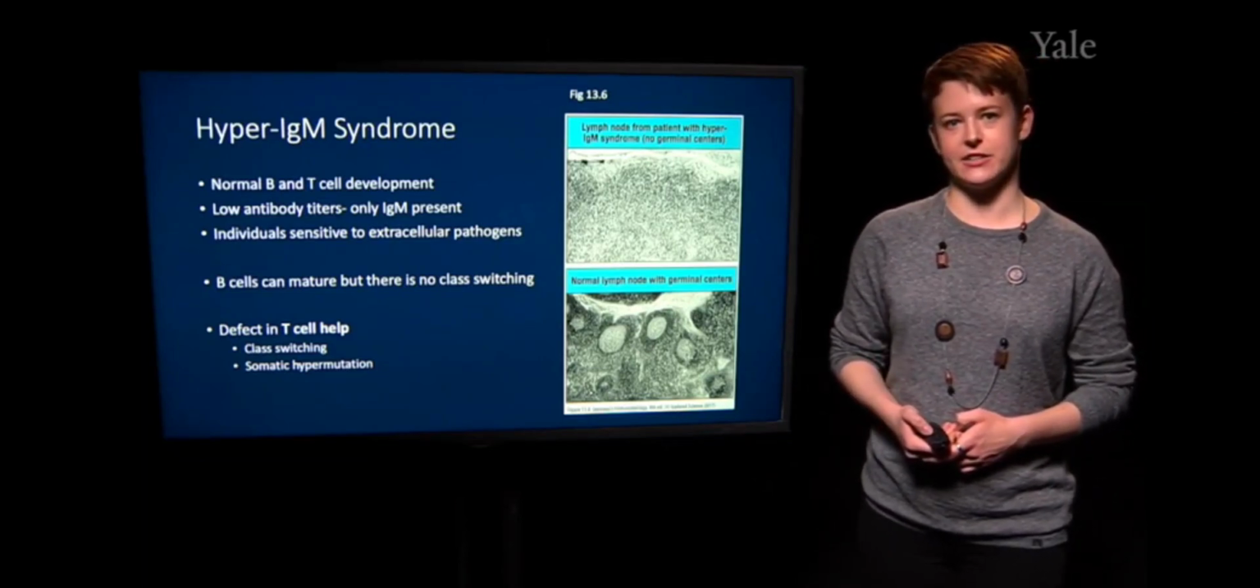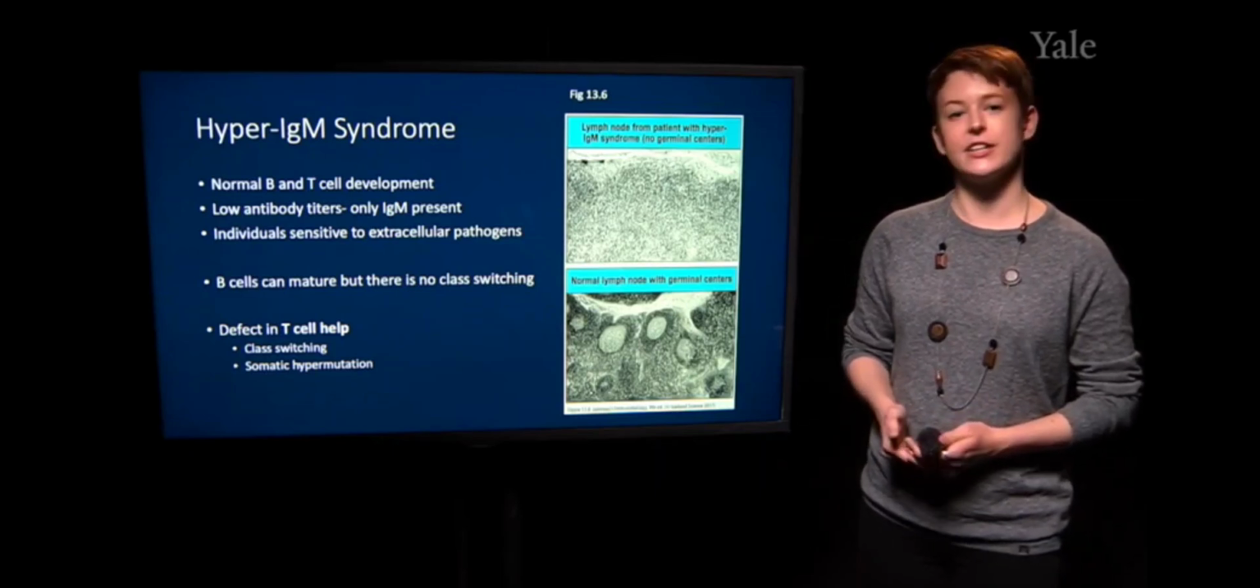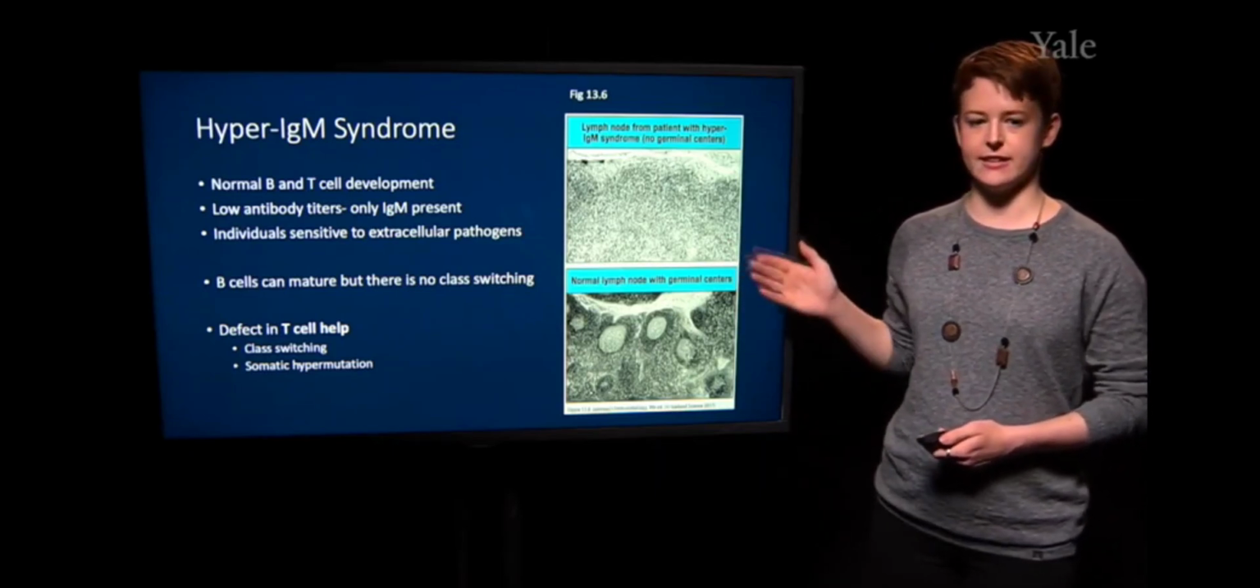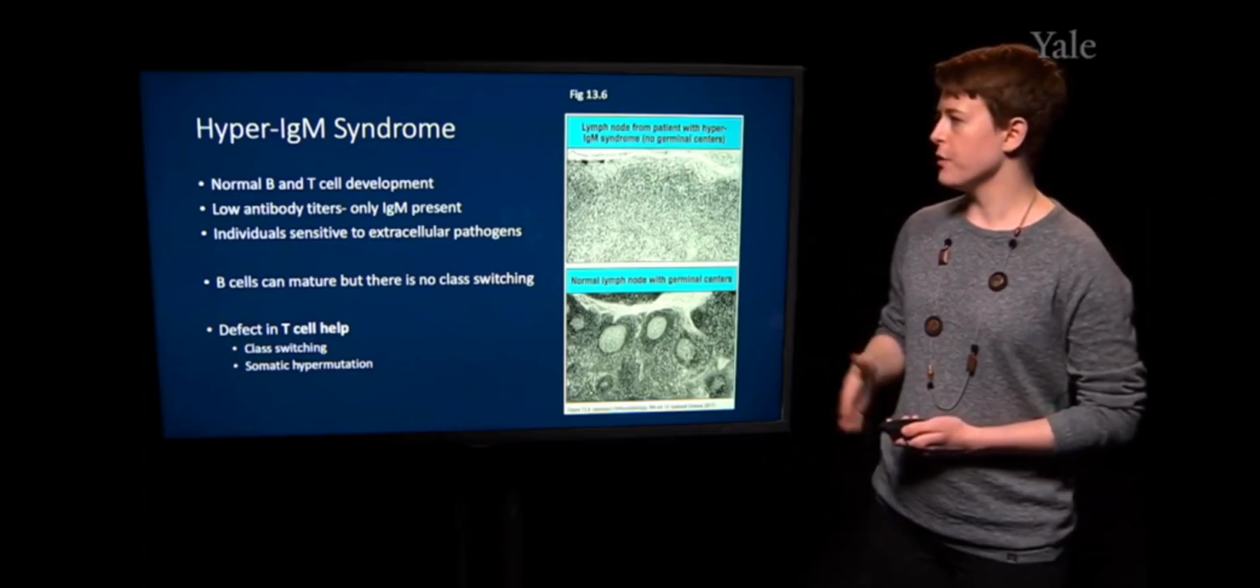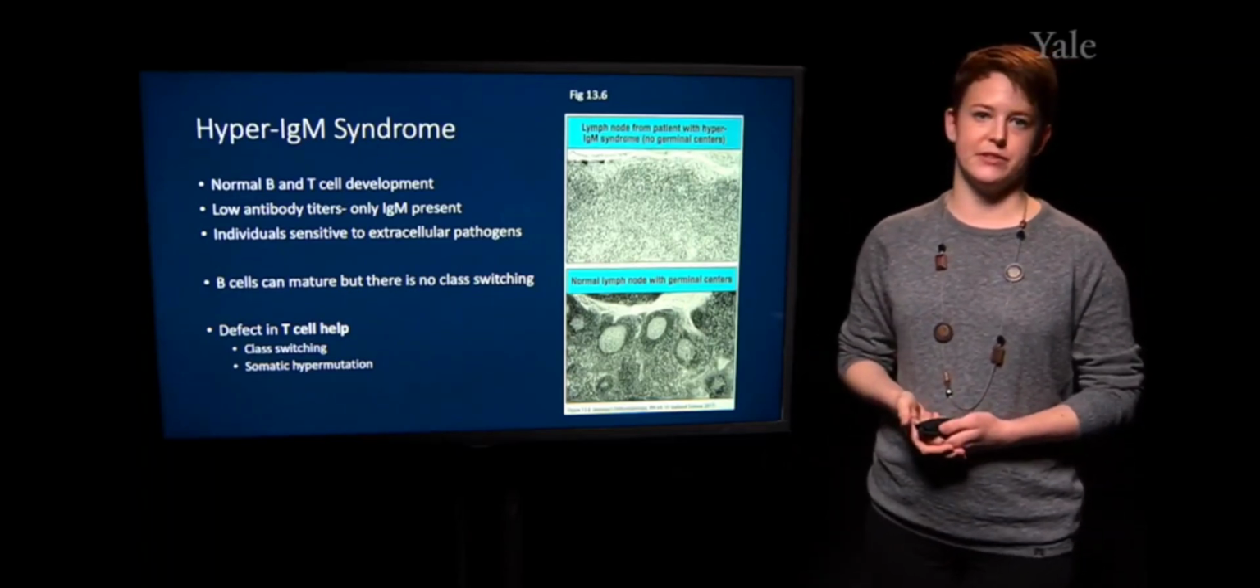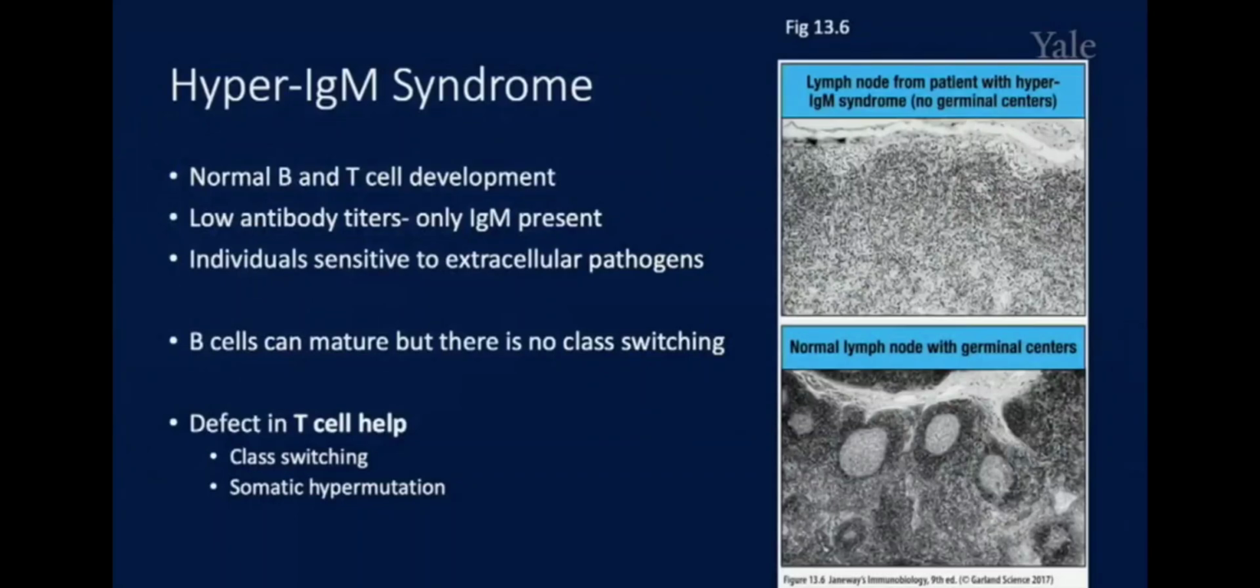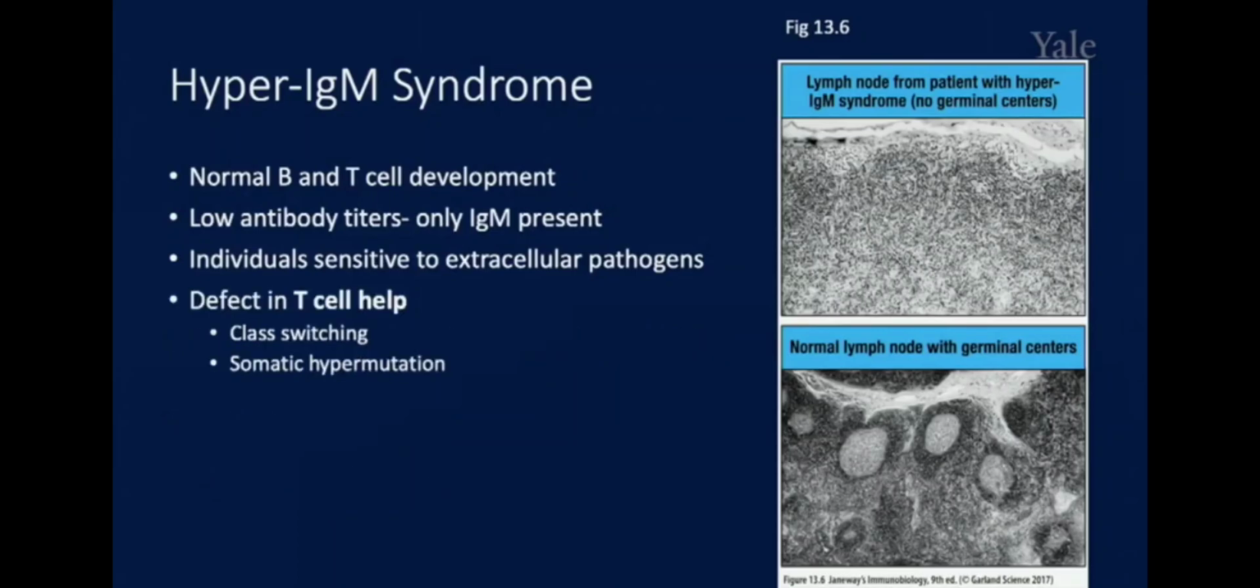And you can really see the effects of this in these histology diagrams, where in the top, in a lymph node from a patient with hyper-IgM syndrome, we see no germinal centers. So there are no sites where class switching and somatic hypermutation are occurring, and this is compared to a healthy lymph node. Okay, so this again is due to T helper cell defects, which leads to B cell defects.